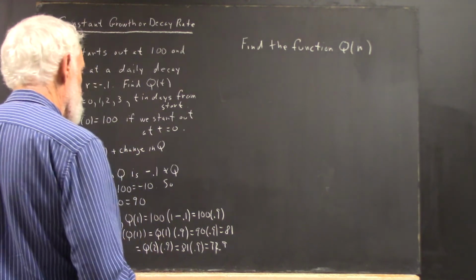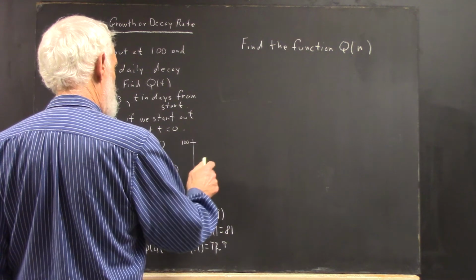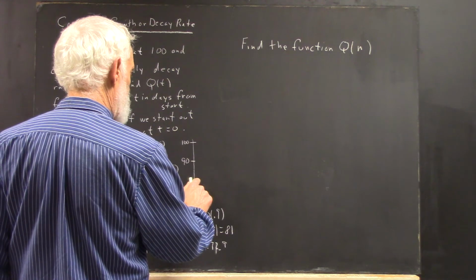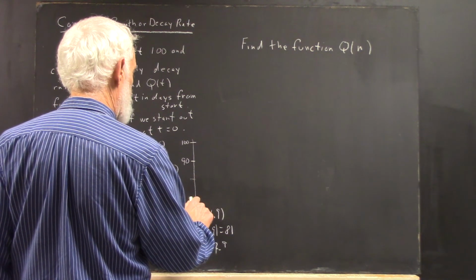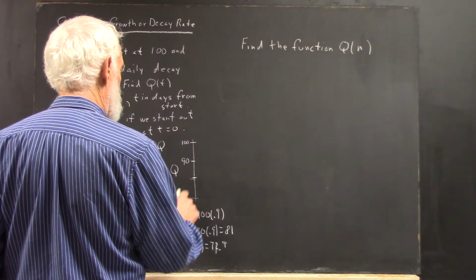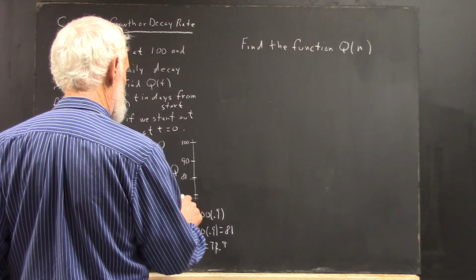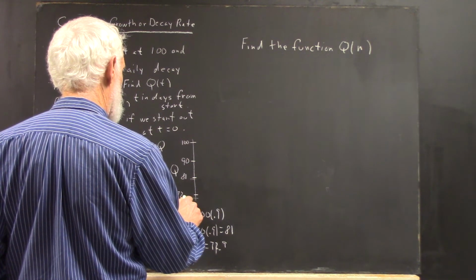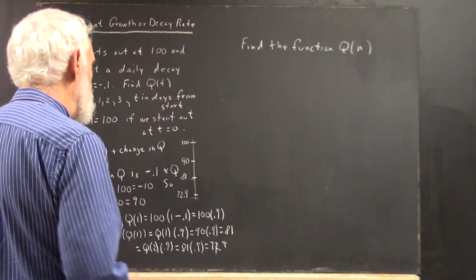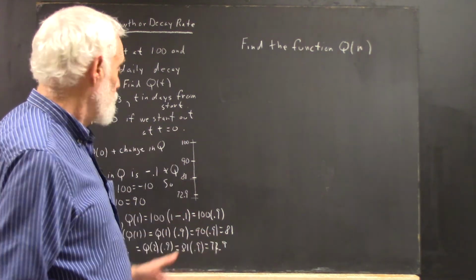Now if we were to graph this, we would say that we start at 100, we drop to 90. Now if 80 is here and 70 is here, our next number would be 81. Our next number would be 72.9, and then so on.